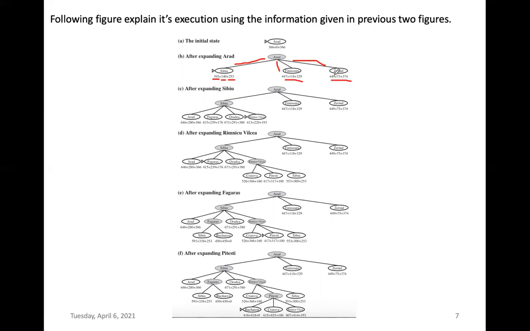And then now you have expanded the locations which are expandable from this initial node Arad. And now you have to select the minimum. What is the minimum? 393 is the minimum, because this is 447, this is 449. So 393 is the minimum. Now you have to select this one, and then you have to expand this Sibiu.